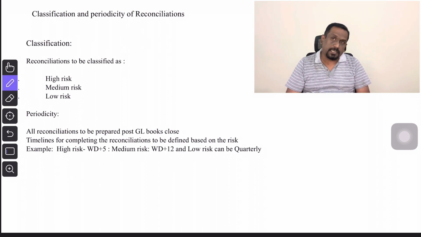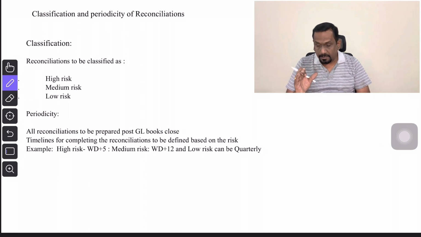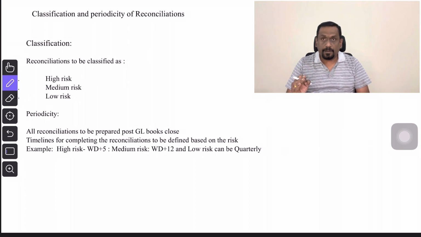So what we need to understand here is, once the risk is defined, you need to understand these reconciliations are completed during the timelines defined and given to you. If workday 5 is the last day, you have to complete, approve and submit. If workday 12 is for medium risk reconciliations, you have to prepare, approve and review. Everything has to be completed. So that is how the process is to be followed, and you should make sure that you are following those timelines and ensuring that all these reconciliations are completed within the timelines.